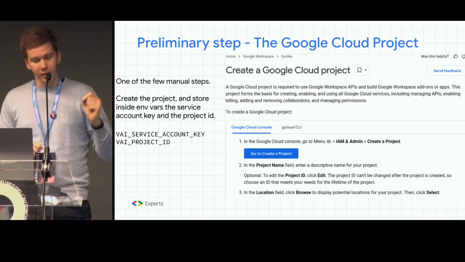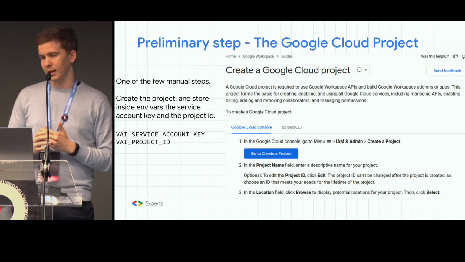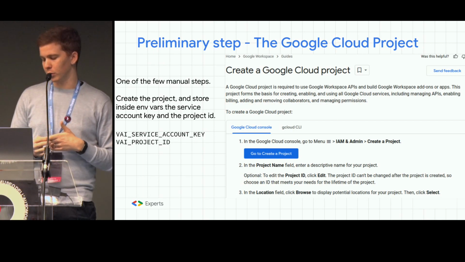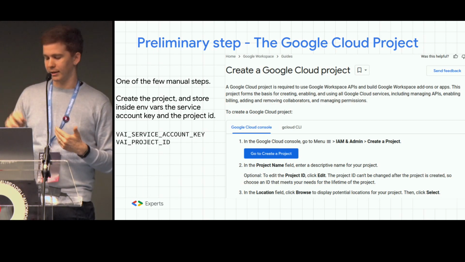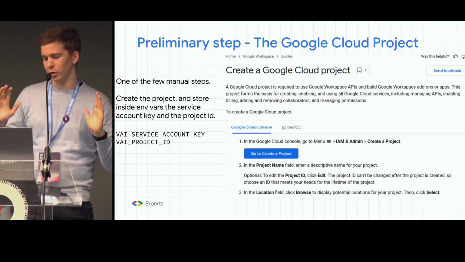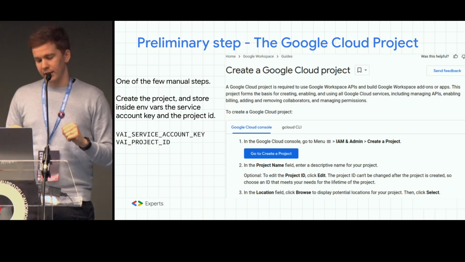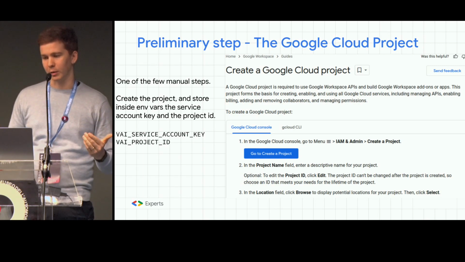The first step is to create a Google Cloud project. This is perhaps the only step that is manual. We are going to create the project from the Google Workspace, and you need to sign up and then create the project. You will end up with a service account key, which is an identifier for your account, and a project ID, which is the ID for your project. We are going to set the path of the service account and the project ID as environment variables in order to access them from our Go application.